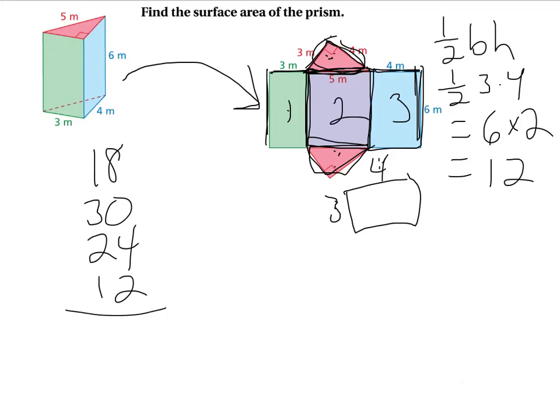Again, all you've got to do once you get to this point is go ahead and add them together, and when I do that, I'd get 84. And again, we've got a label. This is in meters, and it's an area, so I have to square it, so 84 meters squared.